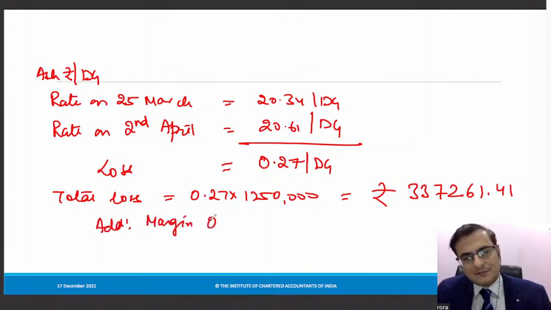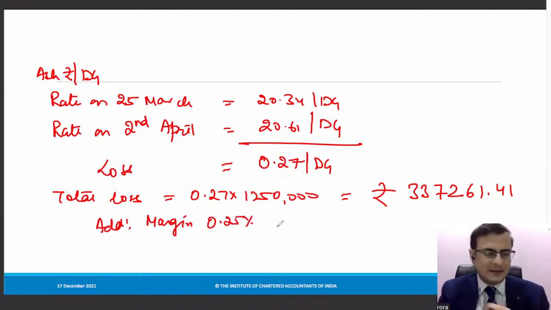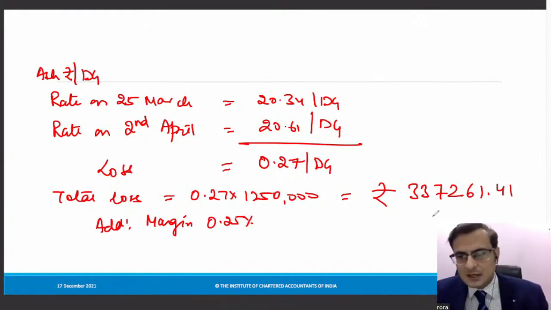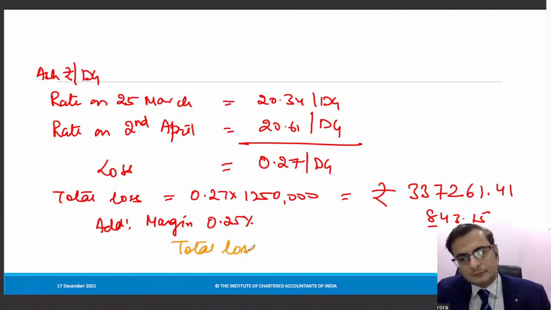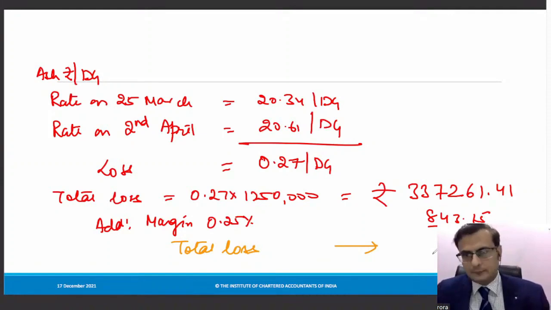Here the rate was a little different, beta. 0.25%. Earlier it was 0.125%. So not a big deal for you. 0.25% is just a little calculator work and nothing much. So 843.15. Okay, so the total loss becomes 338,104.56.